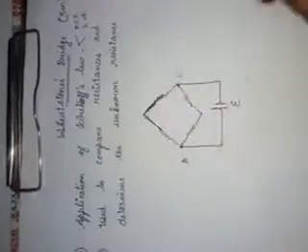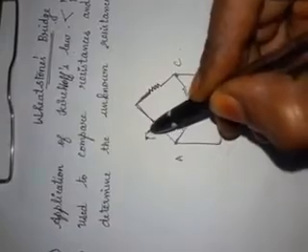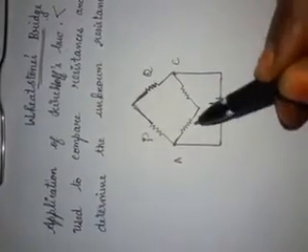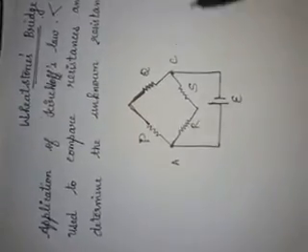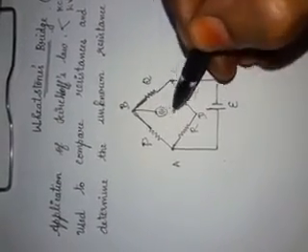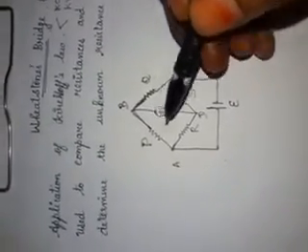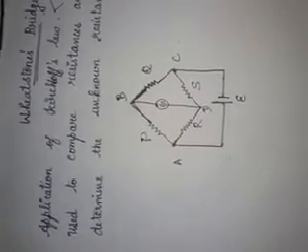Here again, naming of the resistors is very important. This has to be taken as P, this is Q, this is R and this is S. If you do not take it as P, Q, R and S, then the entire derivation goes wrong. So be very careful. Let us name this point as B and this point as D. Between B and D we have a galvanometer. You all know what a galvanometer is. It's an instrument used to detect whether current is flowing, and you can also use it to measure small amounts of electric current, mainly to detect whether current is flowing or not.